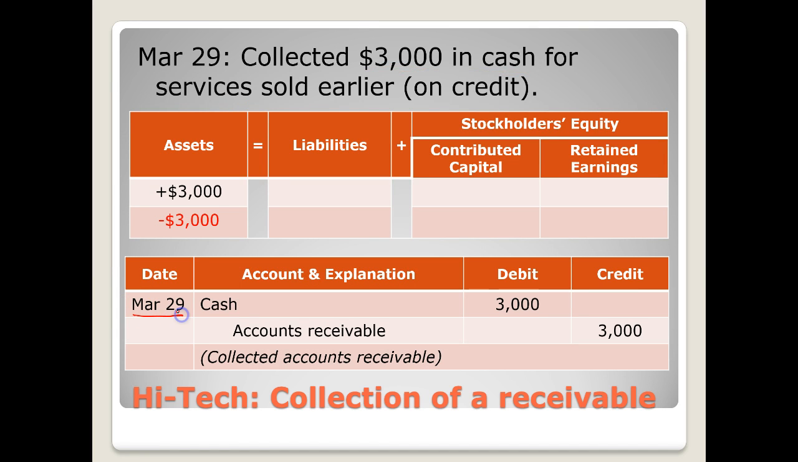On March 29th, they receive cash, which is a debit of $3,000, and they're going to clear that accounts receivable, which would now mean we have a decrease in an asset account, which is a credit of $3,000, and we say that they collected accounts receivable.